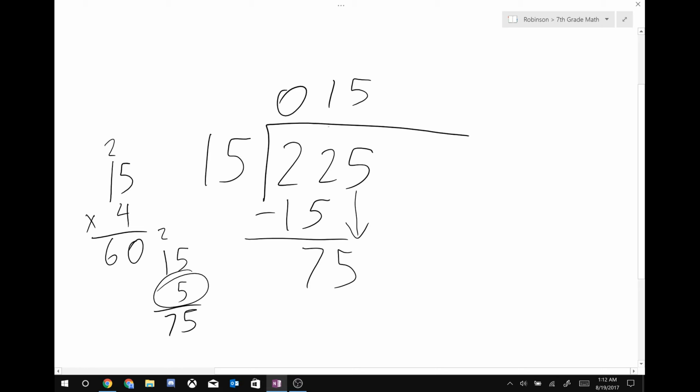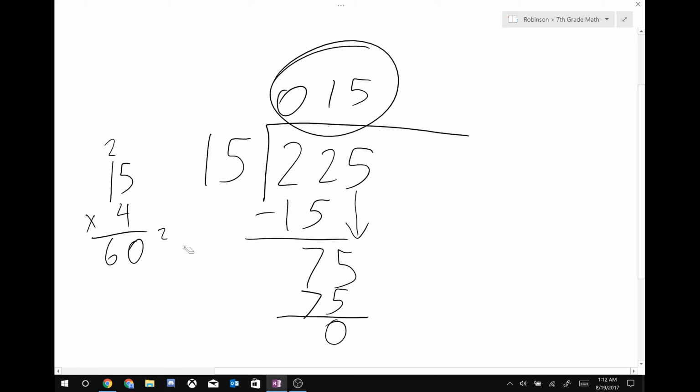Above this 5, because that's the number we brought down, I'll write that 5. Now, I'll write the 75 underneath here because 15 times 5 is 75, and I'll subtract. That comes out to be 0, so we're done. And our answer of 225 divided by 15 is 15. This is the basic process that we go through for long division.